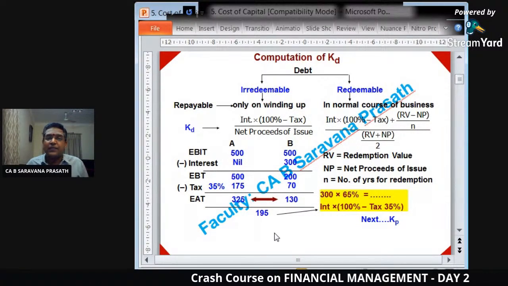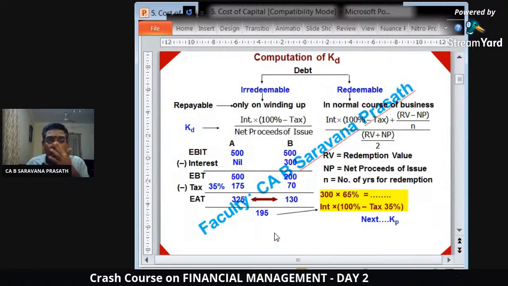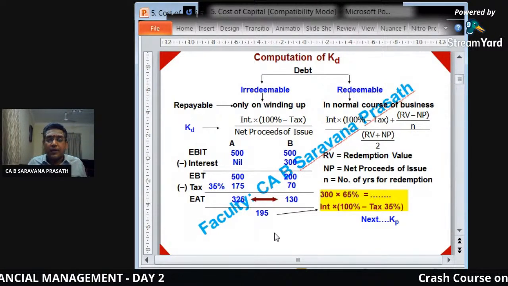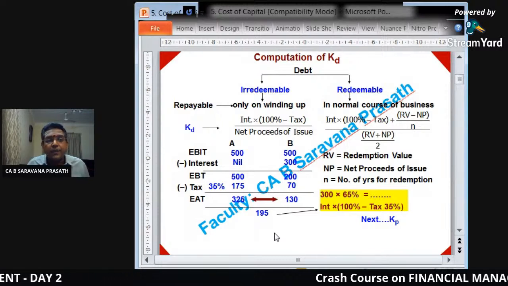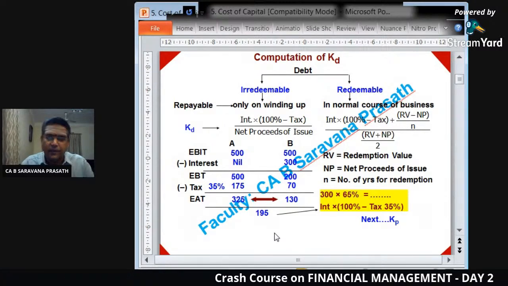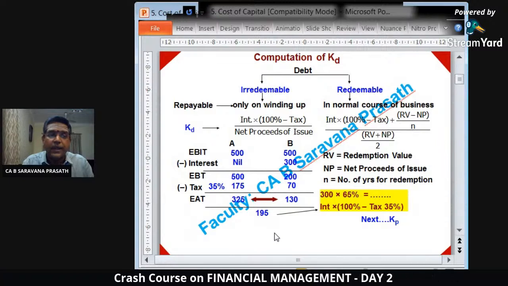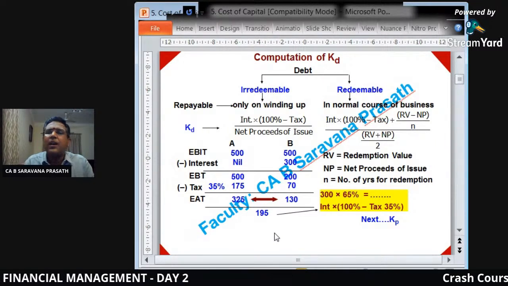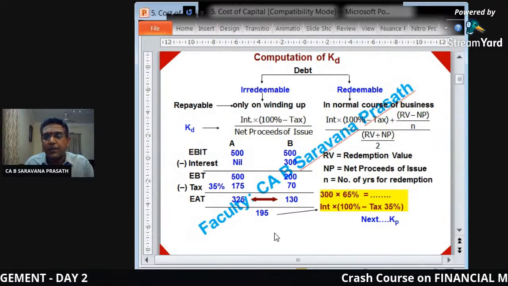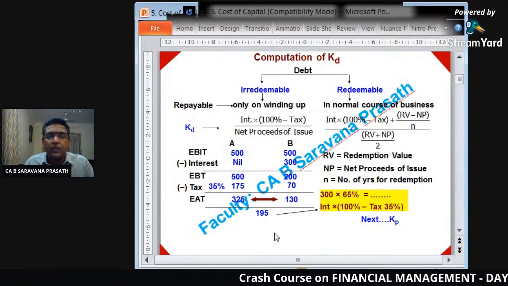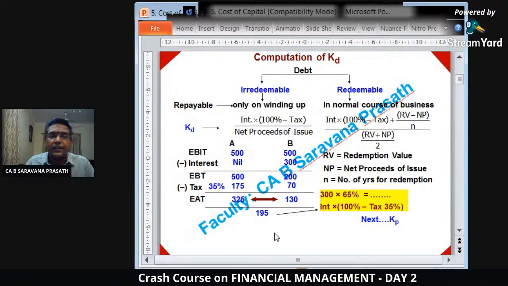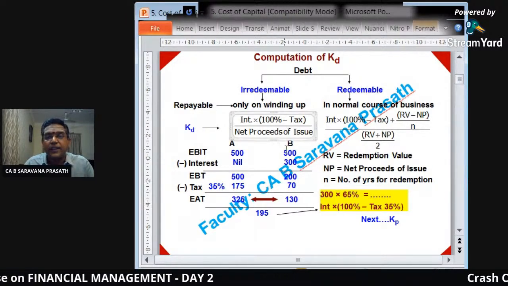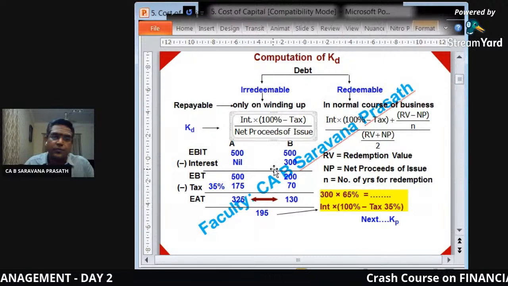Debt can be classified into two categories, irredeemable and redeemable. What is meant by irredeemable here in this context? It is repayable only upon winding up of the company. Redeemable is what is repayable in the normal course of business. So computation of cost of debt runs in this way. Interest into 100% minus tax rate divided by net proceeds of issue.